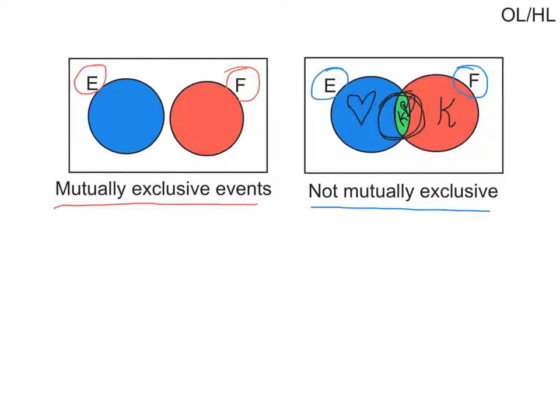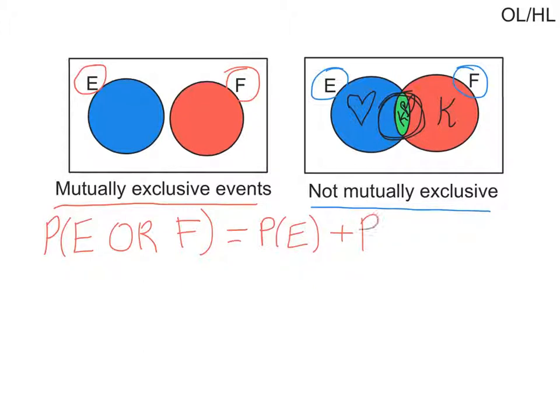event F criterion. The addition rule in probability is the probability of E or F occurring. When events are mutually exclusive, this is equal to the probability E occurs and the probability F occurs. You may have seen it written as the probability of E union F. This is the same rule.